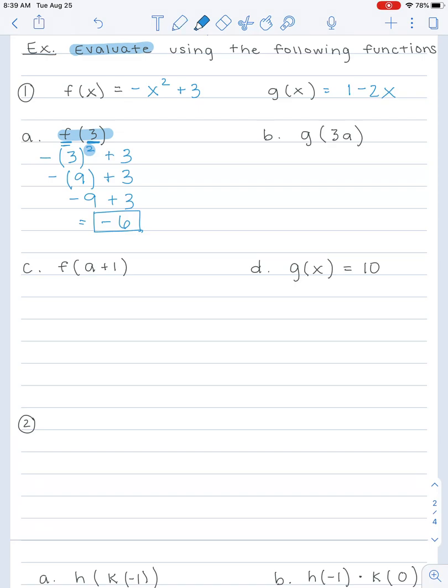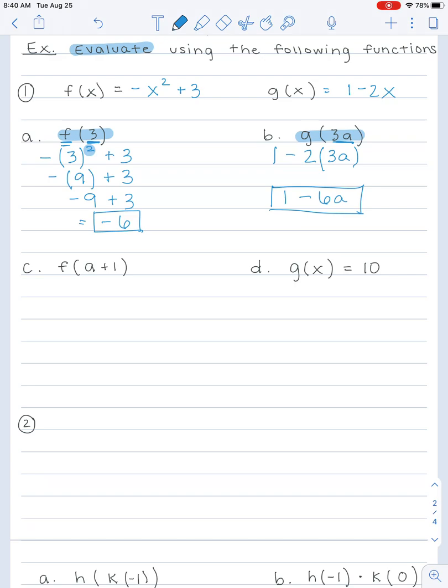Problem number 2, or problem B, is g of 3a. Our function is g, so we're going to be using that 1 minus 2x. In this instance, though, you have to look at what our input value is. Now our input is 3a. So every time we see an x, we're going to replace it with 3a. So my g function is 1 minus 2x, but instead of x, we're going to use our parentheses and plug in 3a. We're going to do some math here. 2 times 3a is 6a. Then you're going to see, can you combine those terms? And the answer is no, they're not like terms. You have 1 and 6a, so that would be your final answer.